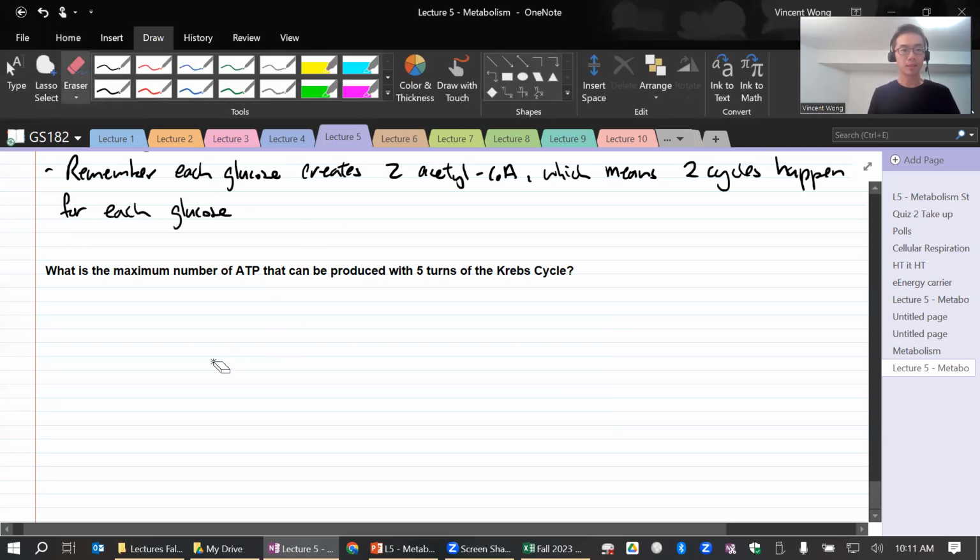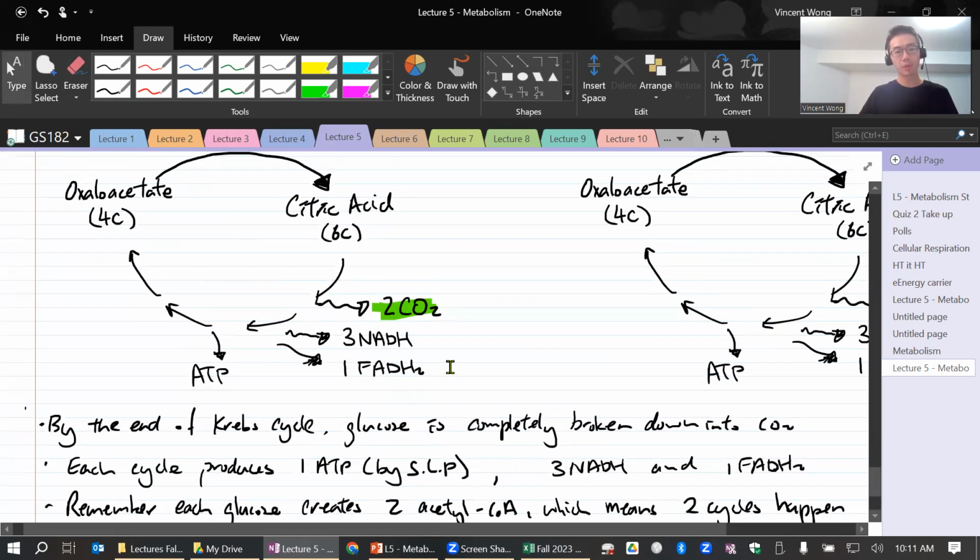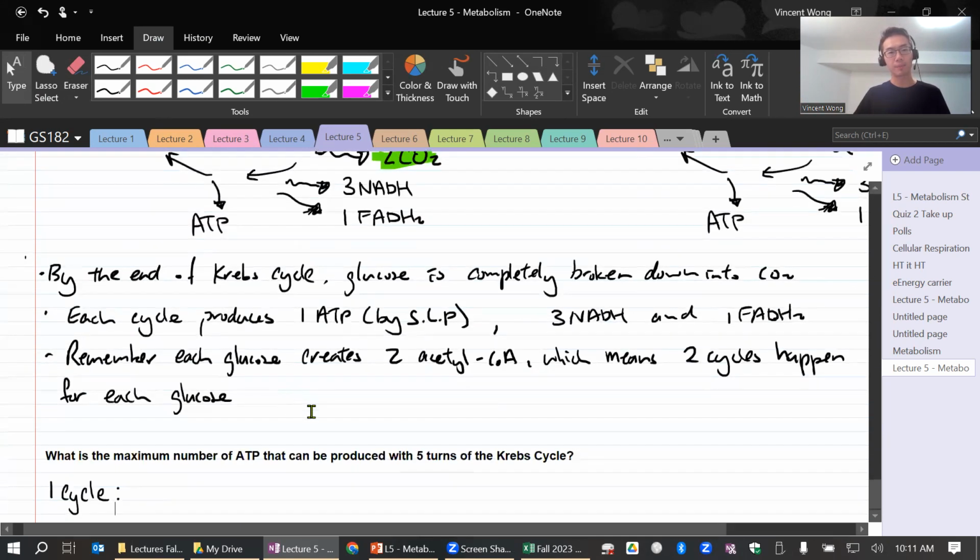Okay, let's take a look here. One cycle means one spin, right? Let's take a look at our notes. One spin produces, the carbon dioxide doesn't matter. Carbon dioxide is the lowest of all in terms of energy. It doesn't make any ATP. So one spin gives 3 NADH, 1 FADH2, and 1 ATP.